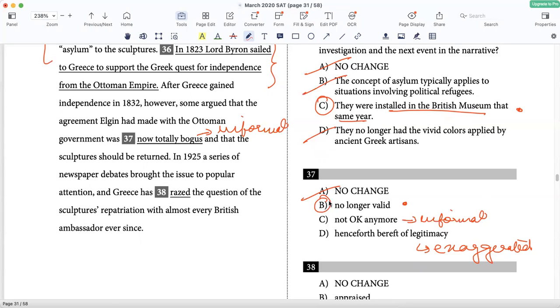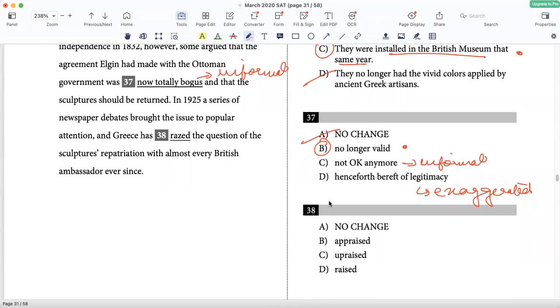And that the sculpture should be returned. In 1925, a series of newspaper debates brought the issue to popular attention, and Greece has raised the question of the sculpture's repatriation with almost every British ambassador ever since. Greece has raised the question. To raise the question is to bring up a question.